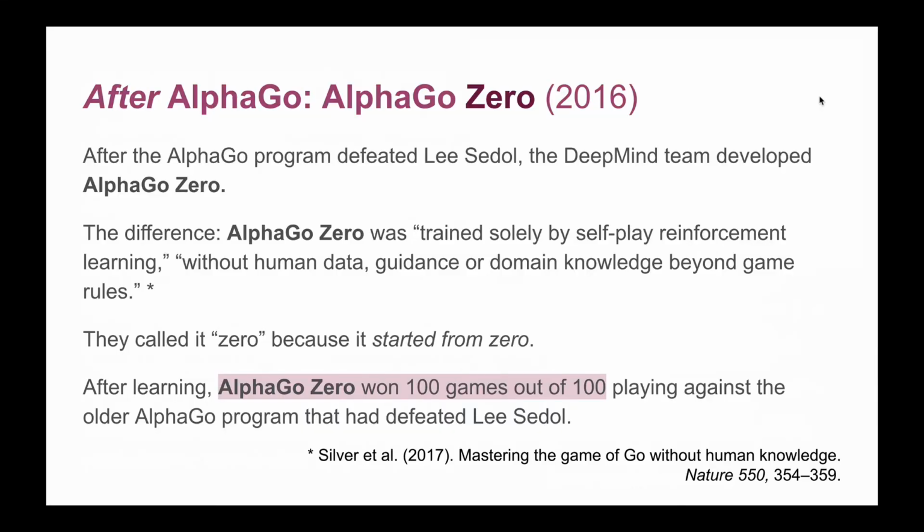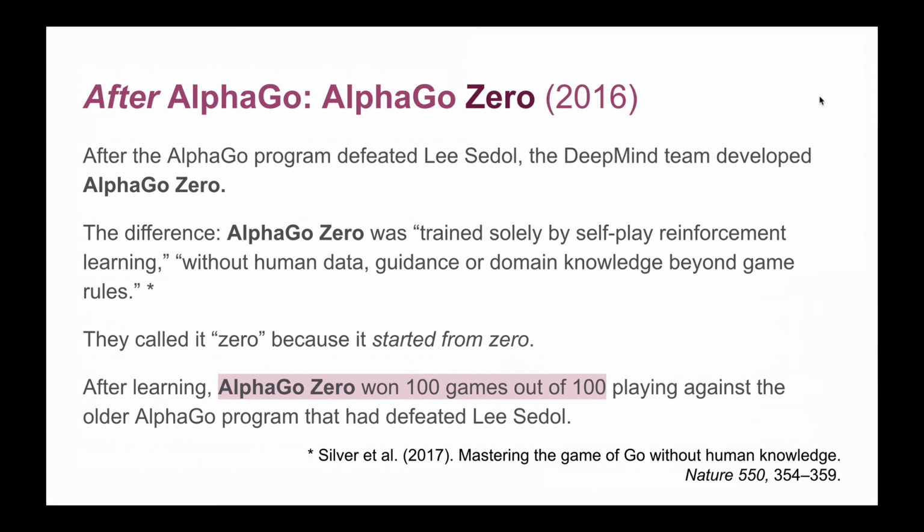After AlphaGo beat Lee Sedol in 2016, the DeepMind team developed AlphaGo Zero. Now, the difference between AlphaGo Zero and the original AlphaGo was that AlphaGo Zero was trained solely by self-play reinforcement learning. It didn't have human data fed in. It didn't have dictionaries of moves.